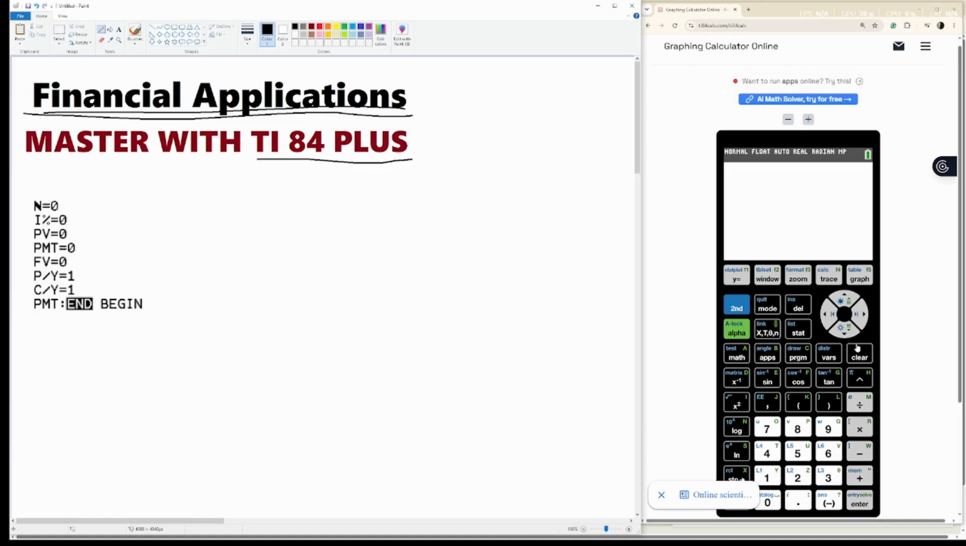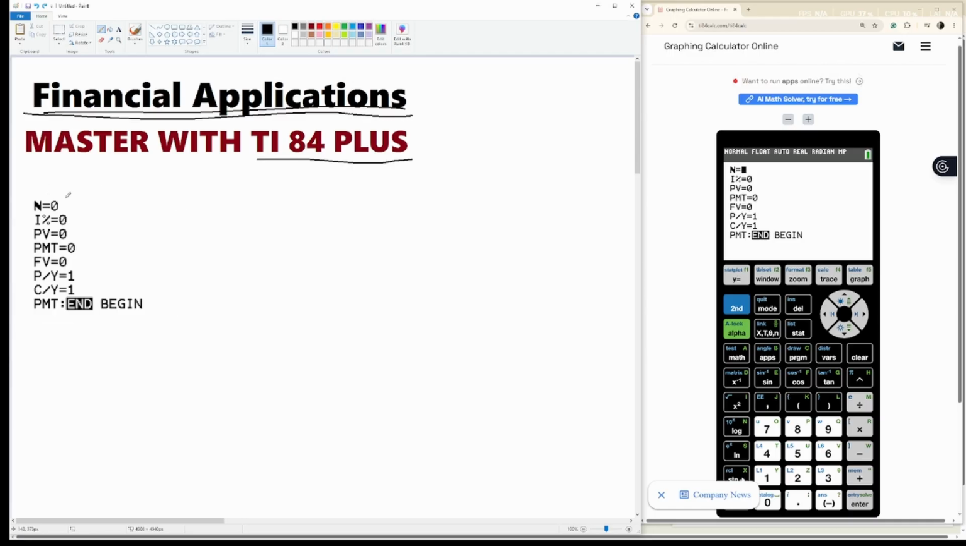So you have to go to your calculator and go to Apps, then you go to Finance, and then you go to TVM Solver. And essentially, this is all you need to do your exercises.